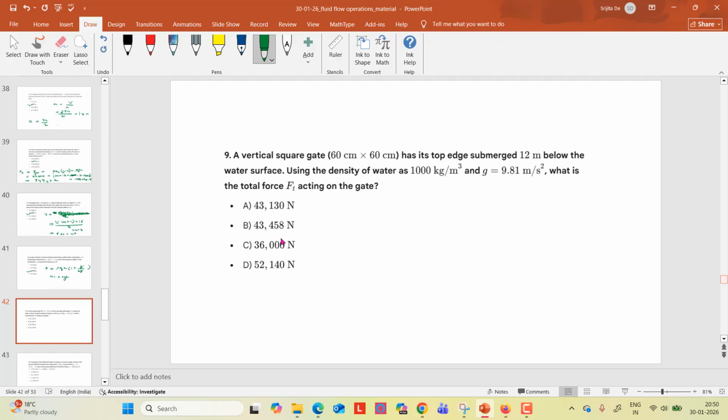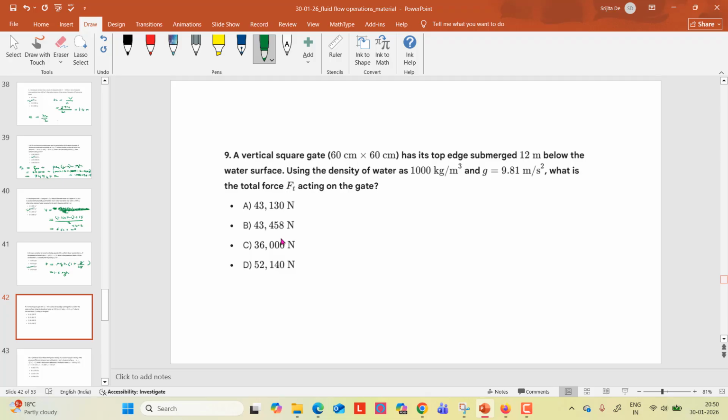Next, a vertical square gate 60 by 60 centimeter square has its top edge submerged 12 meter below the water surface. Using the density of water as 1000 kg and g is this, what is the total force acting on the gate?